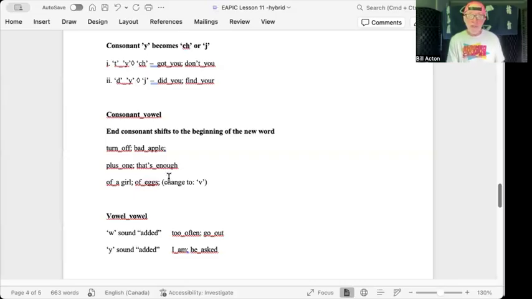Here we have a consonant and a vowel. And these are really nice. Basically what happens here is the consonant goes from the first word to the second word. We saw some of those before. So the same way would be turn off, turn off. Bad apple, bad apple. That was almost bad apple. There's that glottal stop, that sound, with apple.